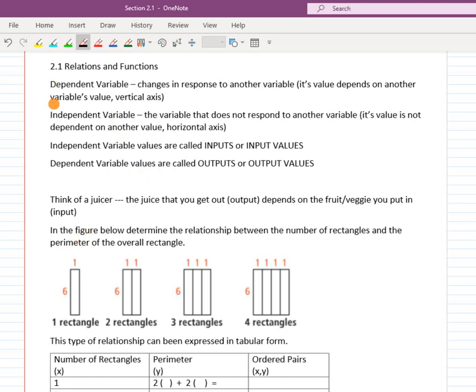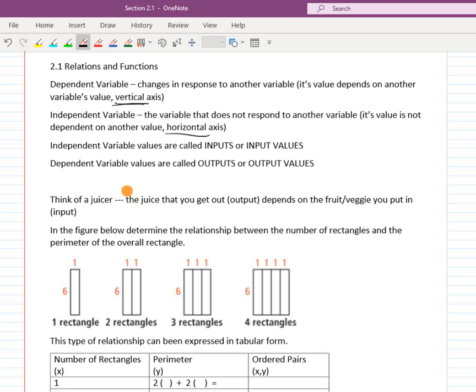When we're talking about those two things, your dependent variable is going to be your vertical axis, and your independent variable is your horizontal axis. Those are things you guys talk about in science a lot. You know, we like to call our horizontal axis the x-axis, the vertical the y-axis, but depending on the function or type of function, we might relabel those.